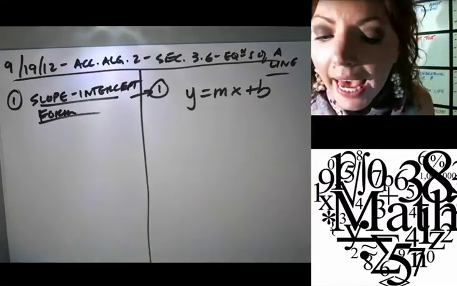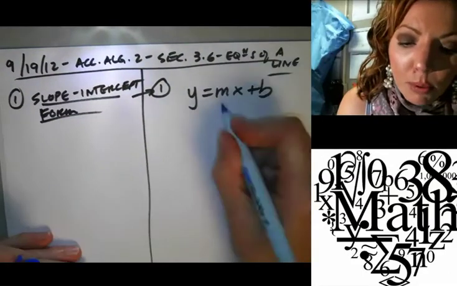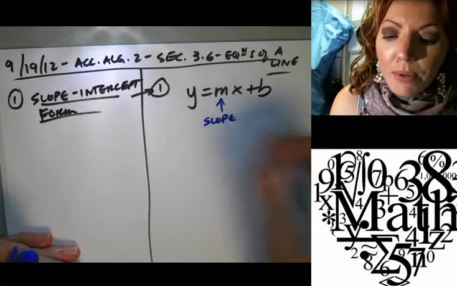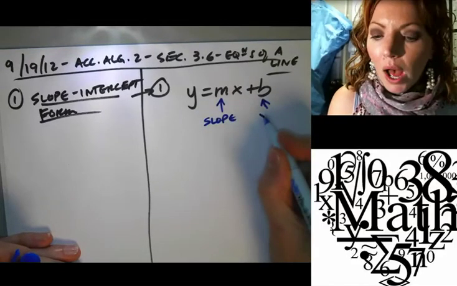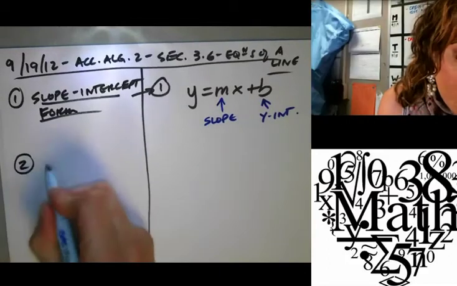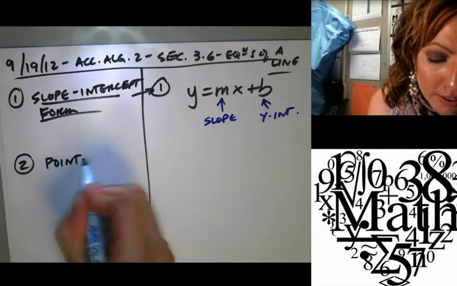All right. What does the M represent in here? Everybody shout it out. What is M? Slope. Okay. What is B? The y-intercept. Good. Okay, the second form of an equation is point-slope form.